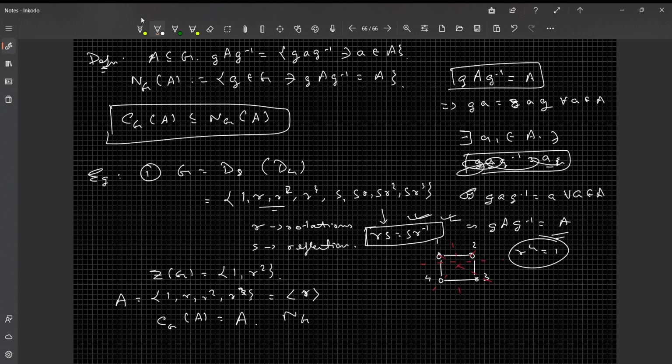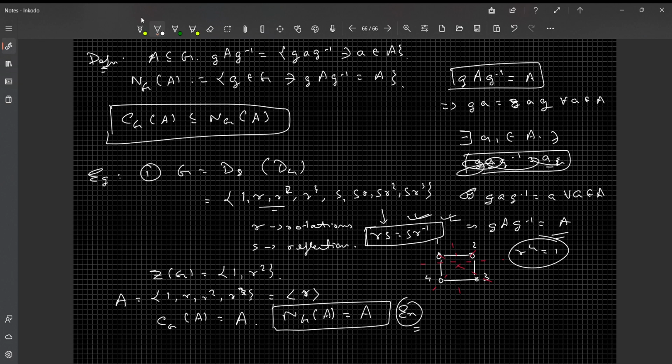Normalizer of A is the whole set, and I'll give it as an exercise. This will help you understand how the normalizer works. Just go directly by definition. There is nothing else. Directly go by definition.